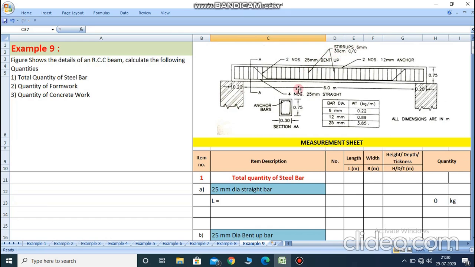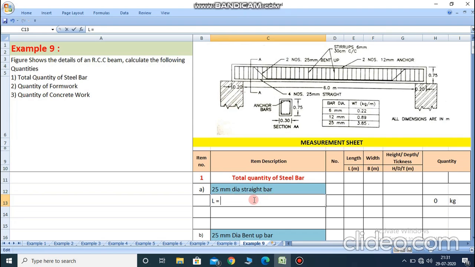Here the main bars are given: 4 numbers of 25 mm dia straight bar, and 2 numbers of bent up bar as 25 mm diameter bar, and 2 numbers of 12 mm anchor bar are given. So first we find out the total quantity of the steel. In steel, we find out first the 25 mm dia straight bar.